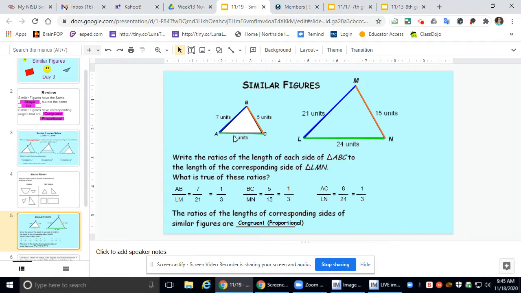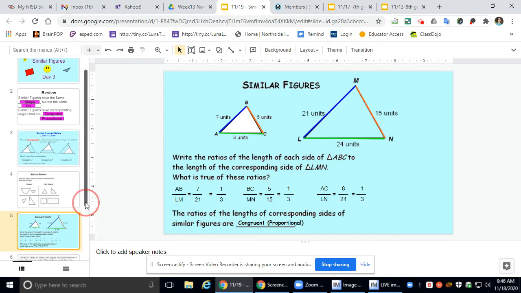So then we look at the last one, AC, which is in green, to LN, which is in green as well. And we get 8 to 24, which simplifies to 1/3, or 1 to 3. So when you look at them, all of these ratios are equivalent. So because all of the ratios are equivalent, it is proportional. Okay? So the ratios of the lengths of corresponding sides of similar figures are congruent or proportional.